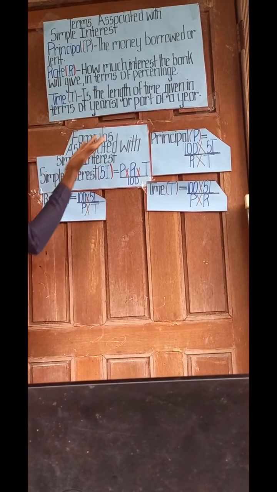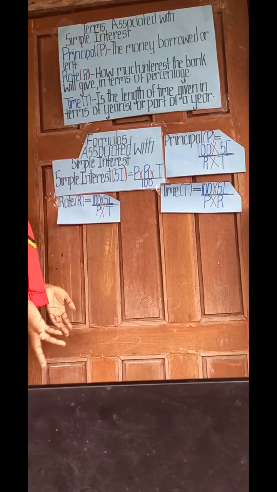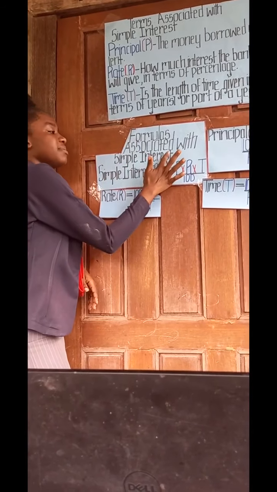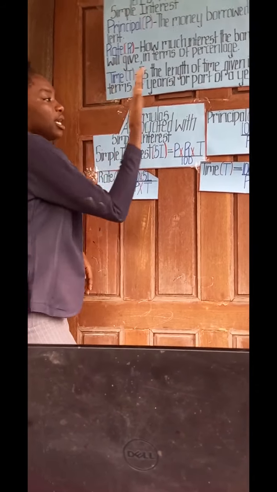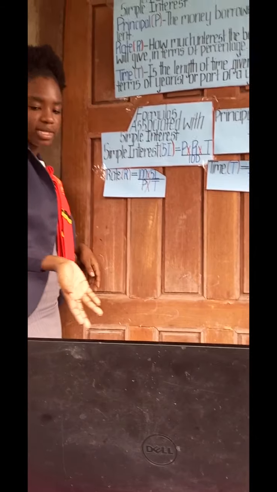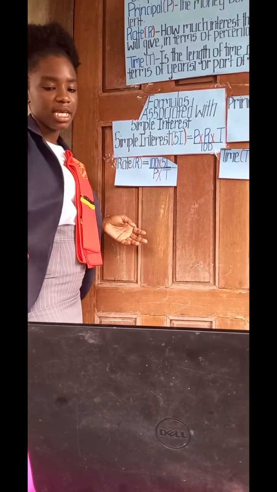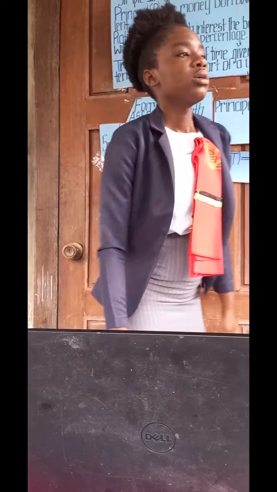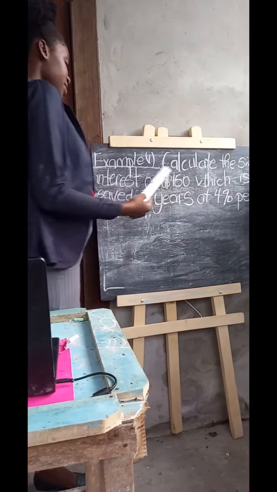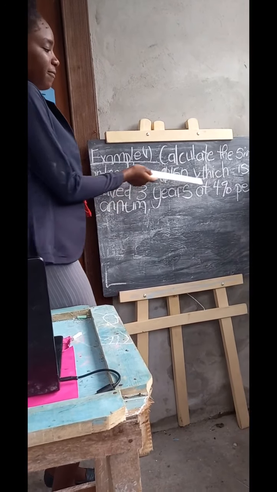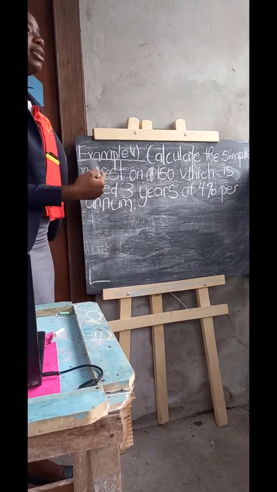Right, so these are the formulas that we'll be working with to calculate simple interest. So this is the main formula that you have to remember, and from this formula you can derive the other formulas. Right? Very good. Let's work some examples using each formula. Example 1. Calculate the simple interest on $150, which is saved 3 years at 4% per annum.